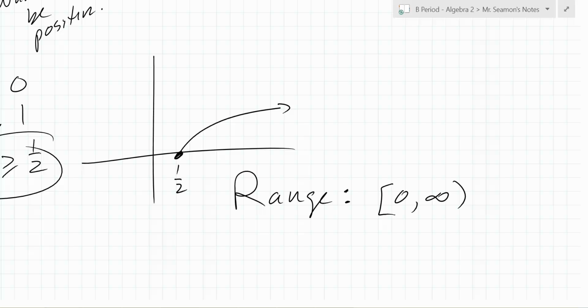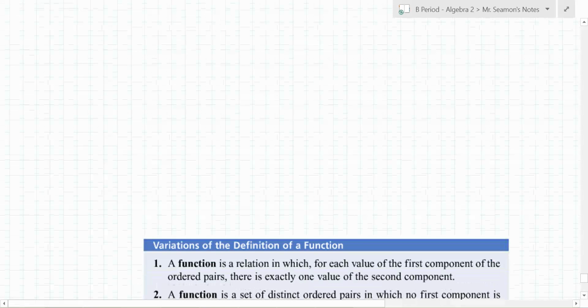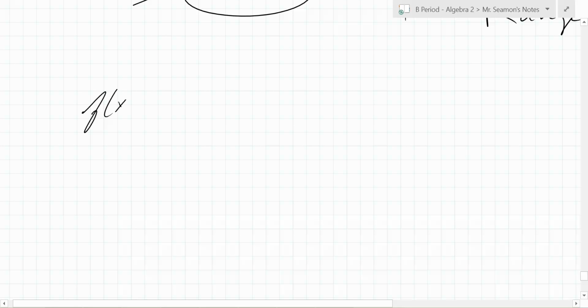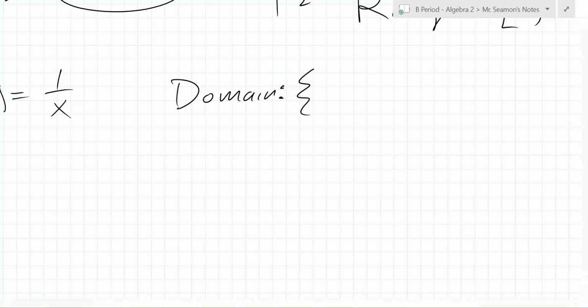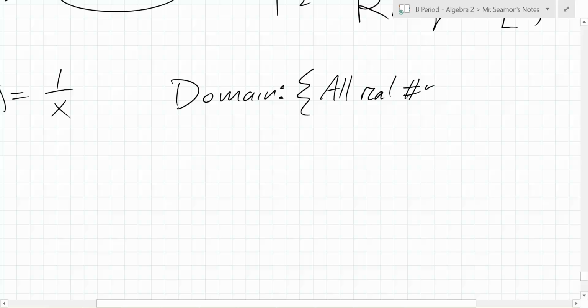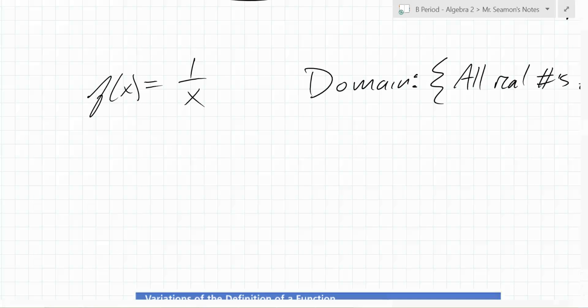Okay, so you can't have the square root of a negative number. What's the other illegal thing you're not allowed to do? So let's say I gave you this function: f of x is equal to 1 over x. Anybody want to guess what the domain is? What's the only number you can't plug in? So what are all the numbers that you can plug in? All real numbers except 0. That's your domain. Can you plug in negative numbers into that? Sure. Can you plug in 0? No. You can plug in any real number except for 0.